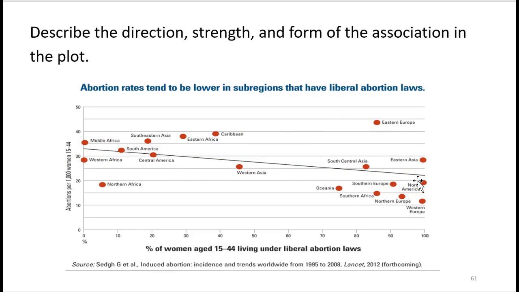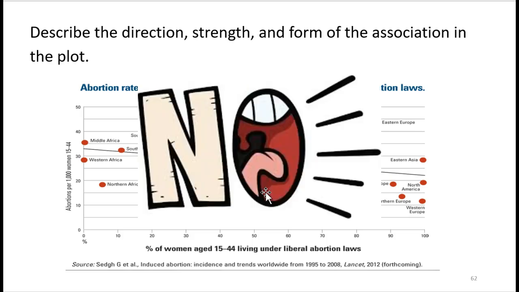Based on the plot, is there a pattern suggesting that as the percentage of women under liberal abortion laws increases, the number of abortions decreases? Well, yes, we can see that pattern looking here, but can we conclude that liberal abortion laws are causing the decrease? Why or why not? And the answer here is no, because we can never conclude any kind of causation no matter which plot we're looking at. And again, that's because causation can never be determined based solely on a plot.